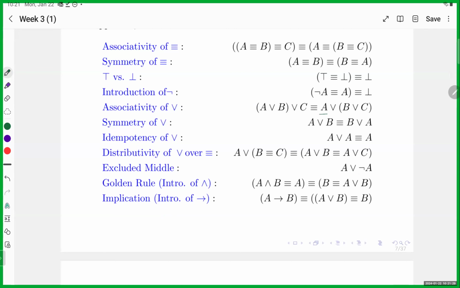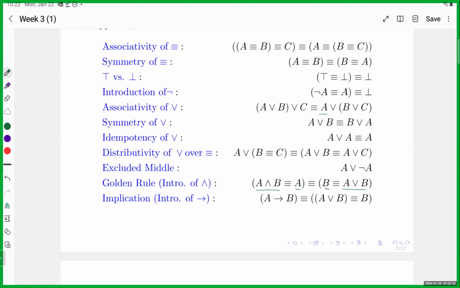Golden rule. Here, for us, the golden rule is going to refer to the following tautology or following formula. A or B equivalent to A is equivalent to B equivalent to A or, sorry, A and B equivalent to A is equivalent to B is equivalent to A or B. Now, this is not that obvious, right? The other ones were pretty much obvious, but this is kind of difficult to imagine why such a thing should be a tautology for any formula A or B.